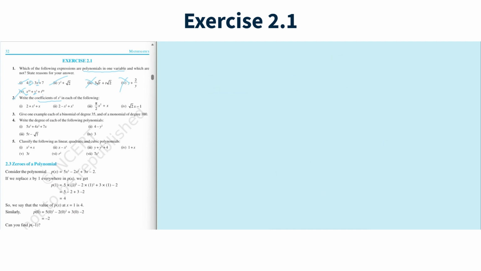Moving on to the fourth question. Write the degree of each of the following polynomials. All right, so we are supposed to write the degree. When we talk about degree with respect to polynomials, it always means the highest power is the degree.